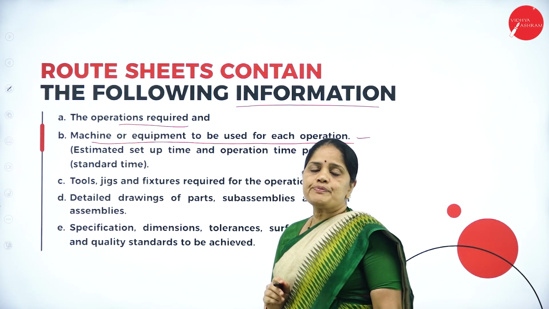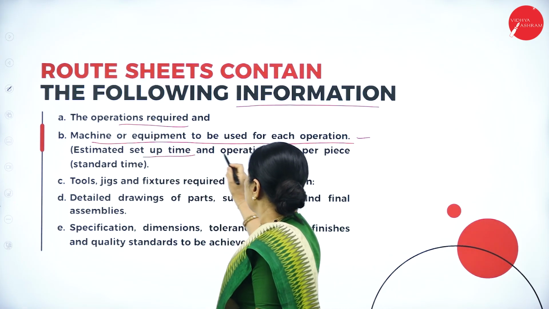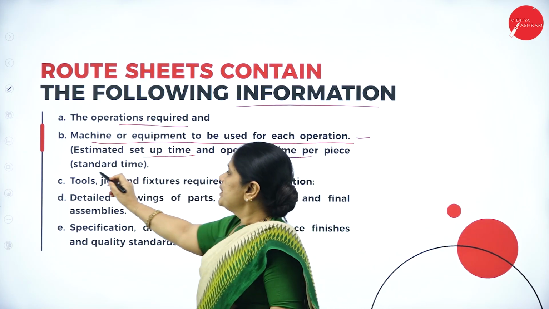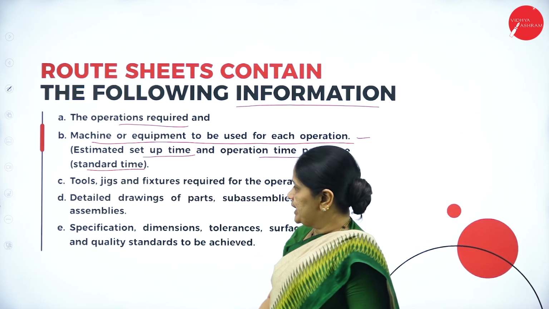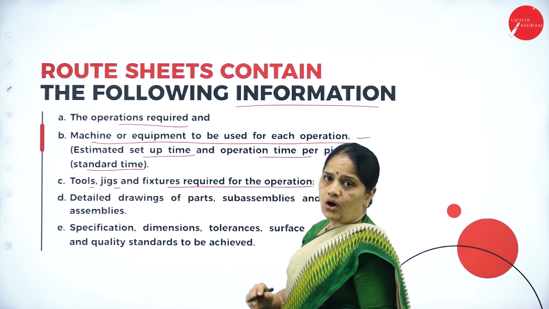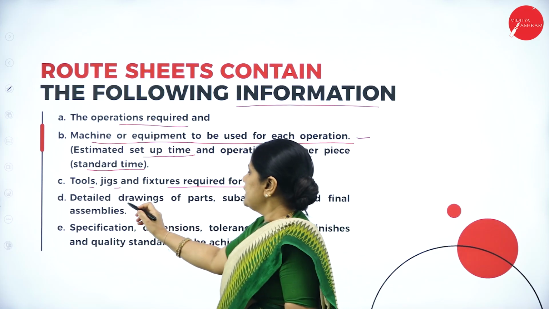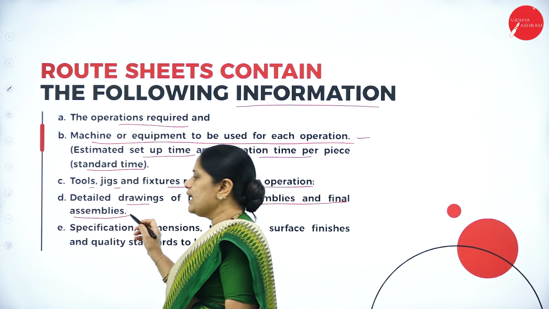So what are the various materials to be used for each operation? The estimated setup time and operation time per piece. That is, you have to decide what is the standard time per piece. Then tools, jigs and fixtures required for the operation. Then detailed drawings of parts, sub-assemblies and final assemblies.